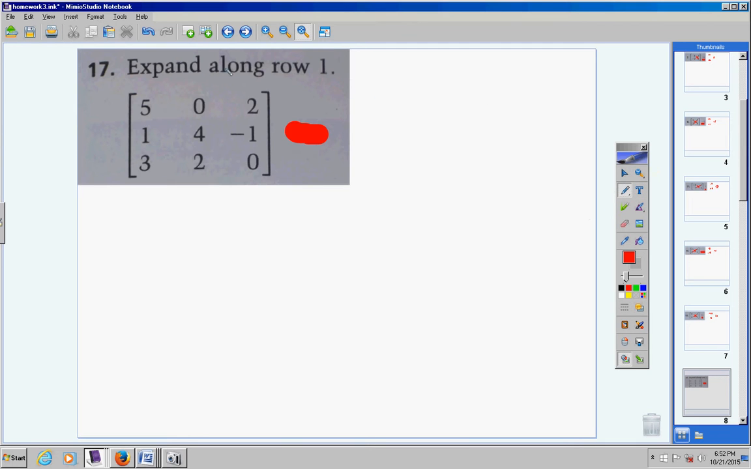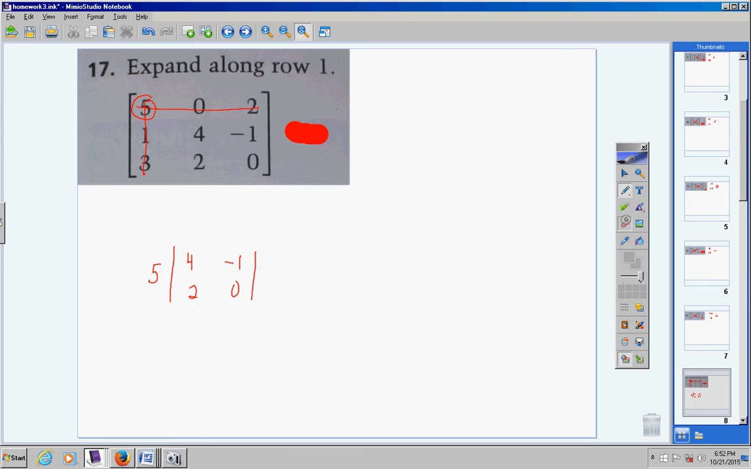We're going to expand along row 1. This is row 1. This is row 2. This is row 3. This is column 1, column 2, column 3. Okay, so we're going to expand along row 1, this row right here. So remember, we circle our first number. We write that right here. Cross off the column and row that contains that 5, and we're left over with this matrix right here. 4, 2, negative 1, 0.